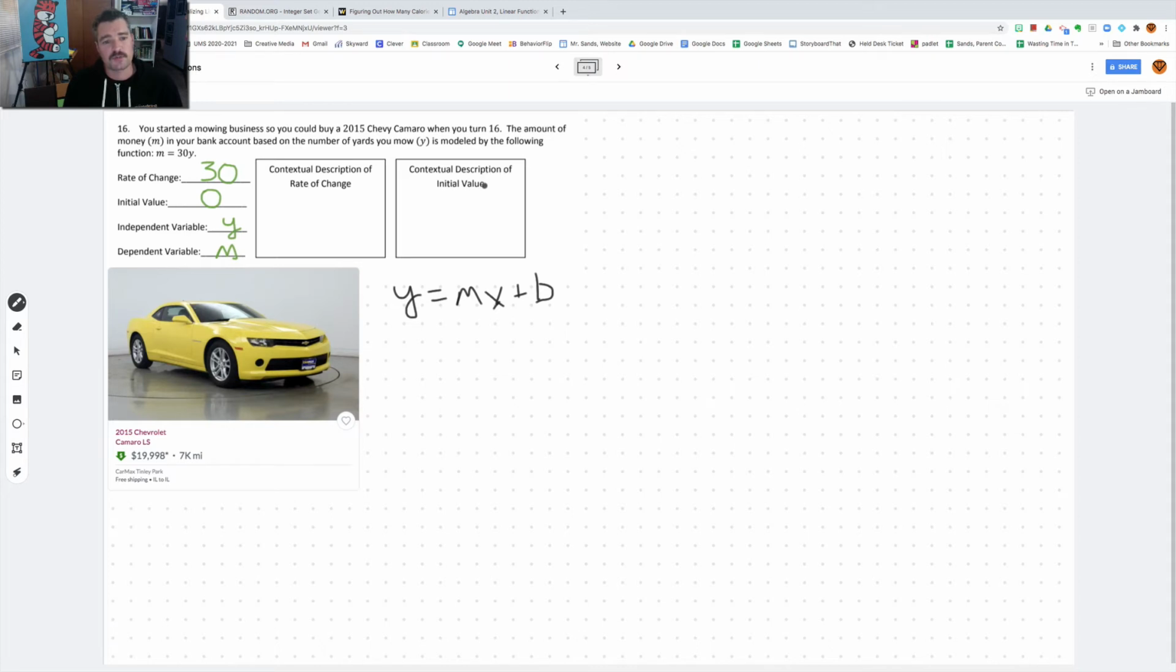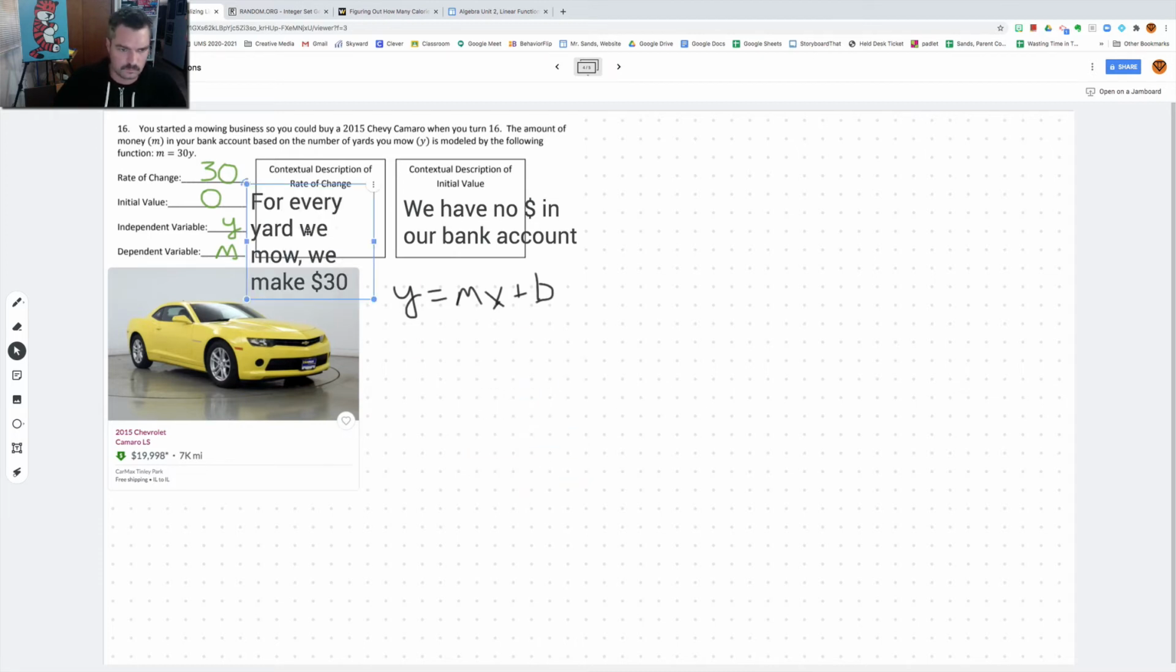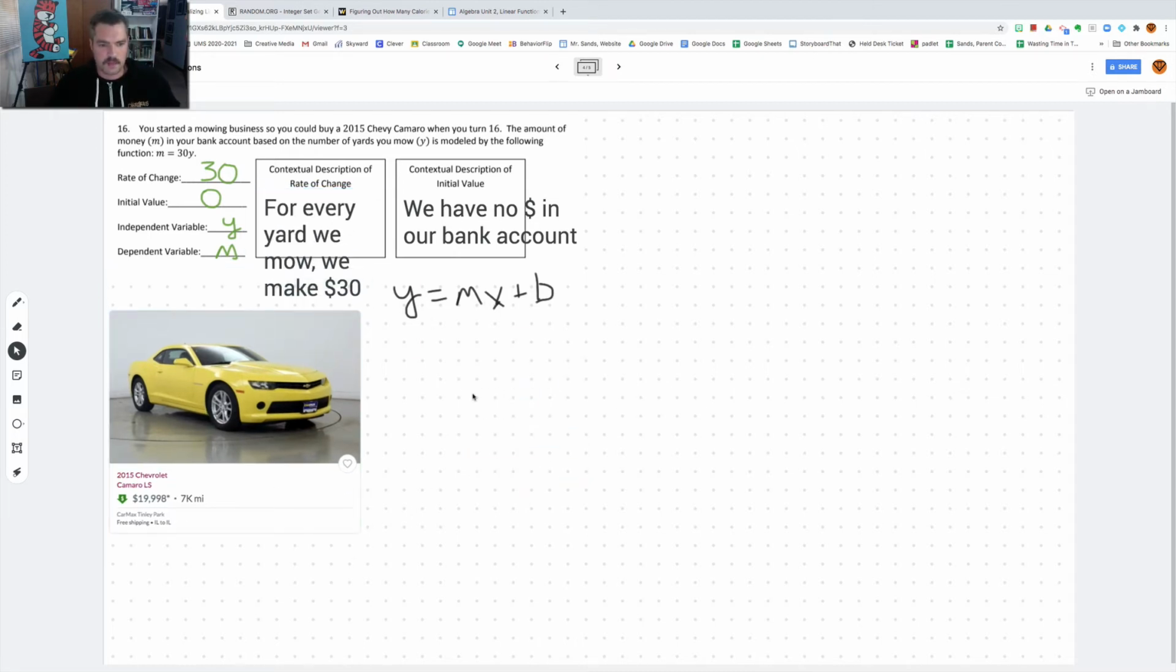So the contextual description of our initial value. I am actually going to put a text box right here. Might be a little easier for me to type it in this small box. Basically, I already said this. This means that we had no money in our bank account. I guess that's just going to be as big as it is. Okay, contextual description of rate of change. Well, 30 is next to the number of yards, so I'm going to guess that that probably means that for every yard we mow, we make $30. All right, I think that works right there.